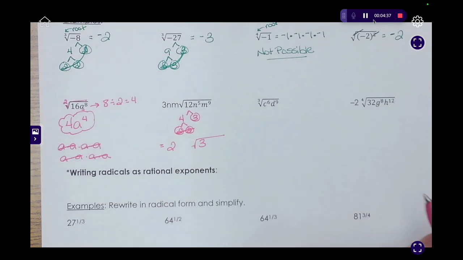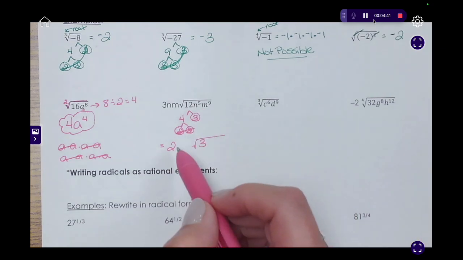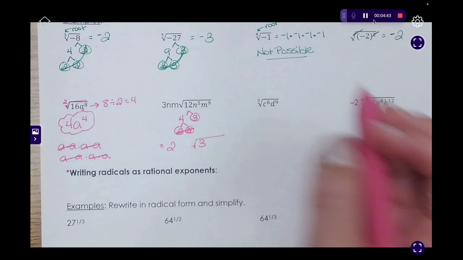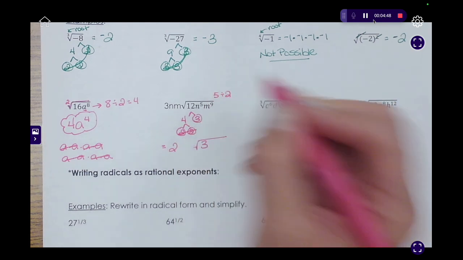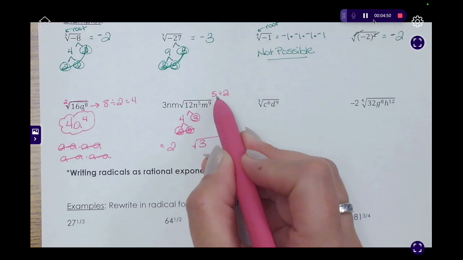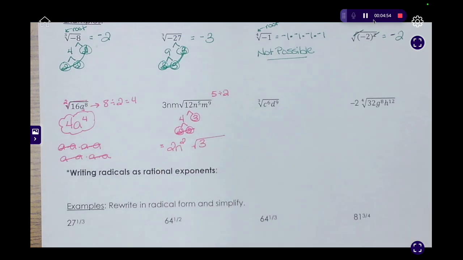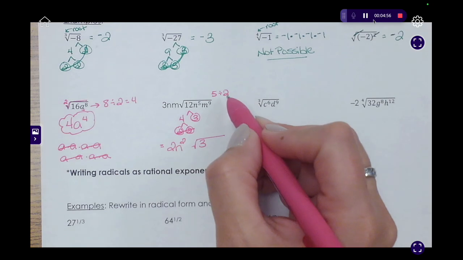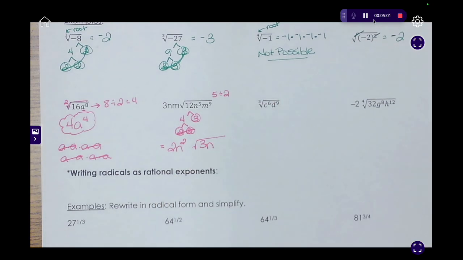Same thing for your variables. If it doesn't have a partner, it goes back under the radical. If it does have a partner, it goes on the outside. So because this is a square root, if I have n to the 5th, I can ask, how many times can 2 go into 5? It can go in twice, so that would be n squared. And 2 times 2 is 4, that leaves me with 1 left over. That 1 left over goes back under that radical.